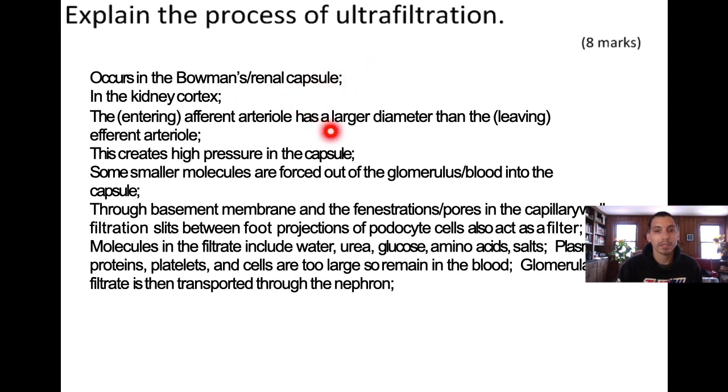The afferent arteriole has a larger diameter, which creates a higher pressure inside the capsule. Some smaller molecules are forced out through basement membranes. The molecules in the filtrate include these. Plasma proteins, cells, platelets are too large, so they remain in the blood, and the glomerular filtrate is then transferred to the nephron. So that is the process of ultrafiltration. That's the first step in the kidney's filtering of blood, to take basically everything out of the blood so it can sort the good stuff from the bad stuff.